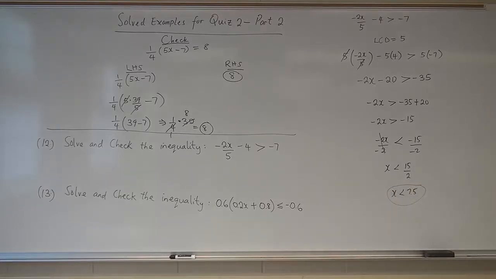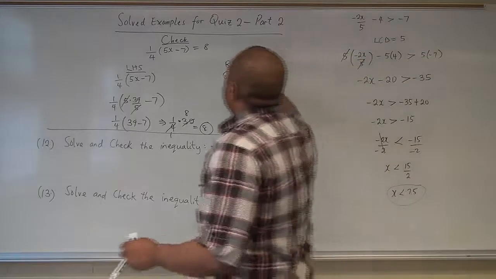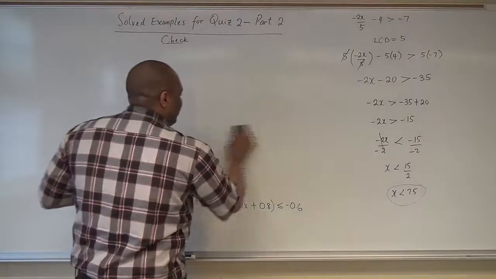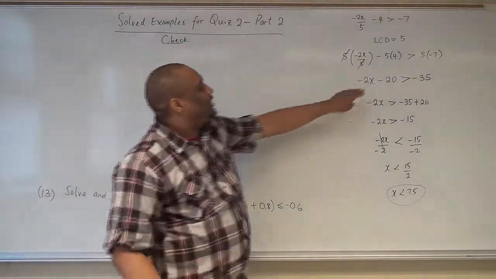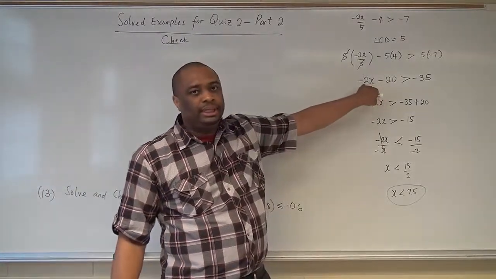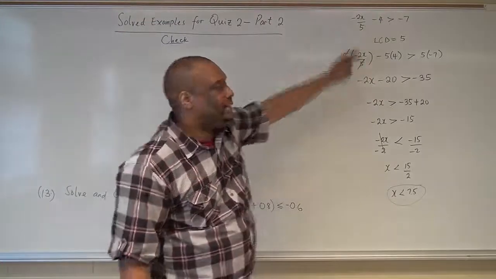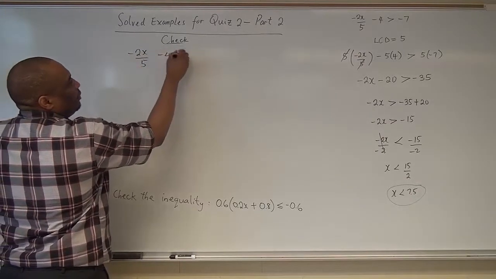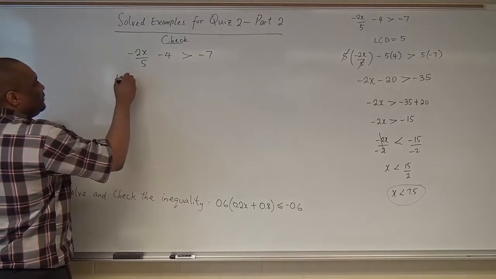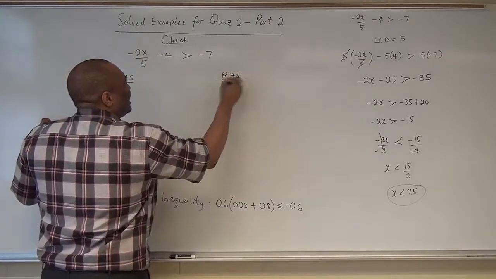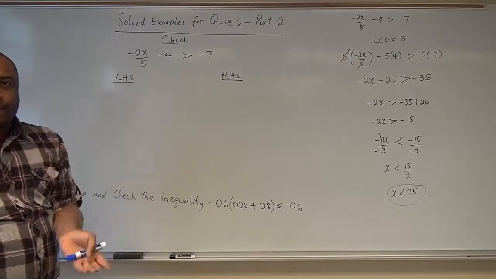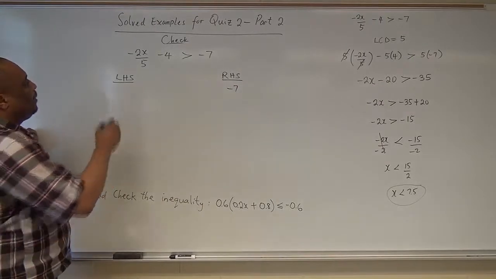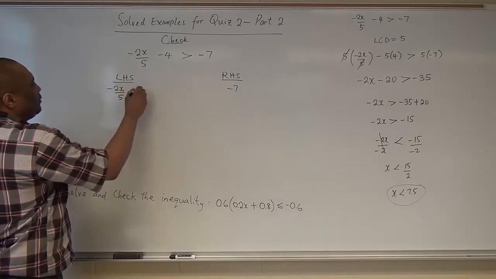Now let's check our work. What do we check with? We check with the original problem. We do not check with the modified problem. We will not check with this modified inequality. We shall check with the original inequality. So we write it out: negative 2x over 5 minus 4 greater than negative 7. Left hand side, right hand side. In this case, our left hand side should be greater than our right hand side. So here we have negative 7, and we have negative 2x over 5 minus 4.